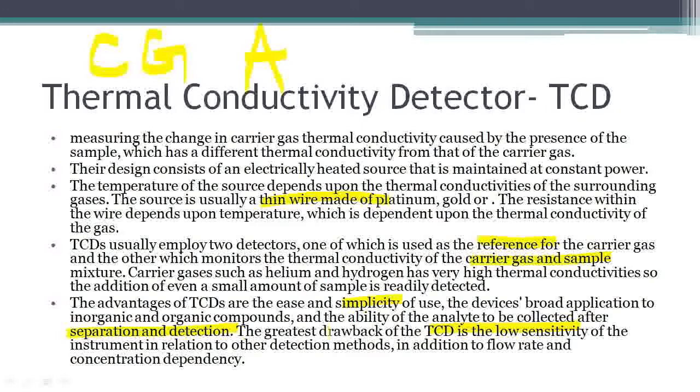So we need a certain set of properties that we can work with. That's the whole point of doing a detection or an analysis.